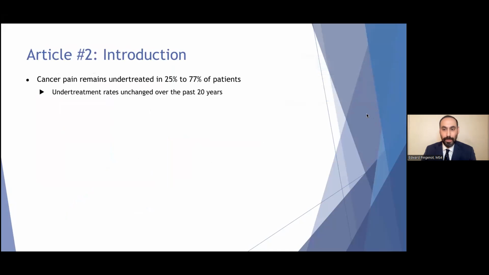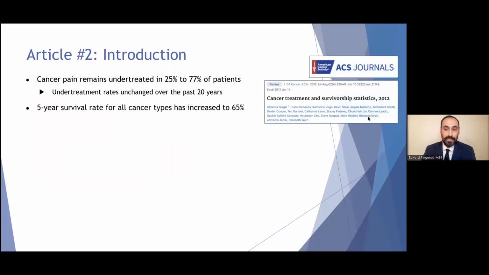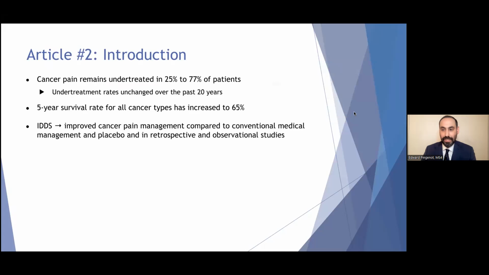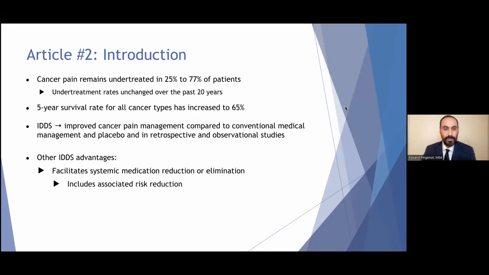Let's begin. Cancer pain has been chronically undertreated for decades at an unchanging rate, while the number of cancer survivors in the US continues to grow. Compared to conventional medical management, however, IDDS should be considered as a possible solution. Why? Because there are several advantages. We mentioned some, but I'll talk about some new ones. One, it facilitates systemic medication reduction or elimination, and all of the associated risks that come with taking increased doses of these medications are also reduced.